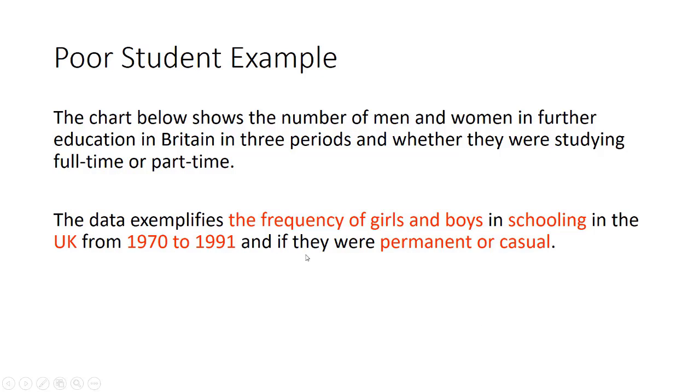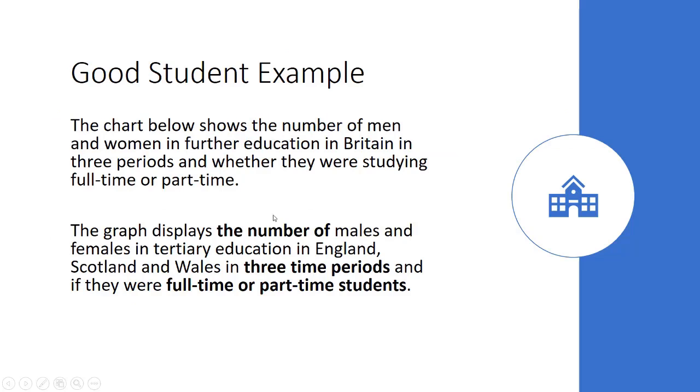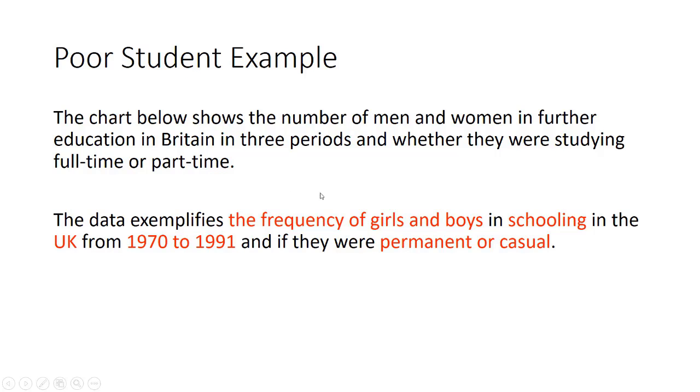So this student has changed every single word. Every single word is different, but let's see what happened. So the data exemplifies. They've just tried to be very fancy there and use exemplifies instead of shows. It's not actually accurate. So what they've done is, remember the person before, they just kept the number of because they couldn't think of anything. What they've done here is they put the frequency of.